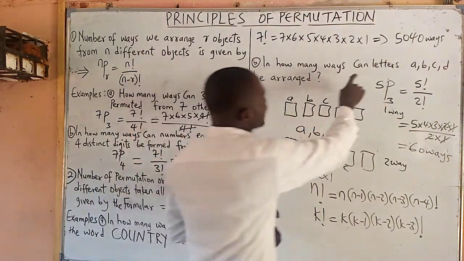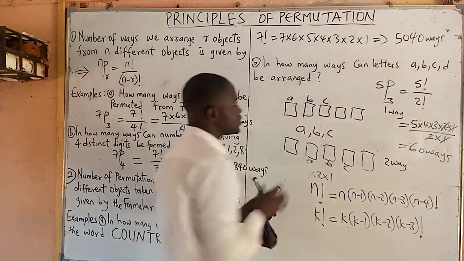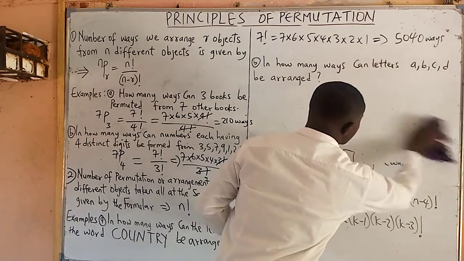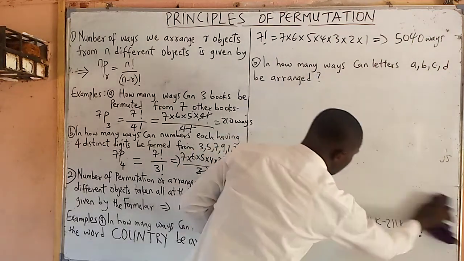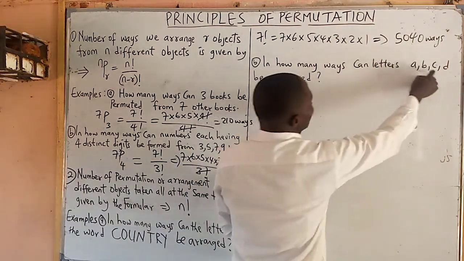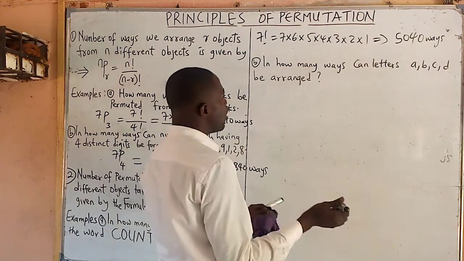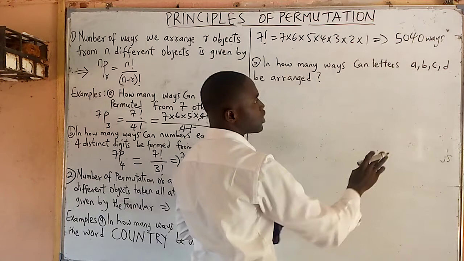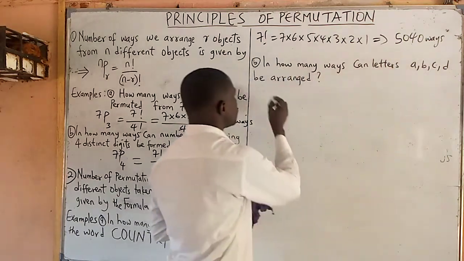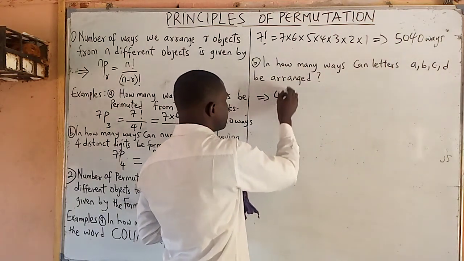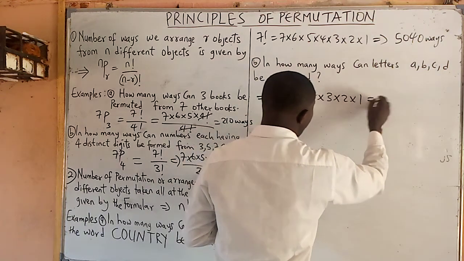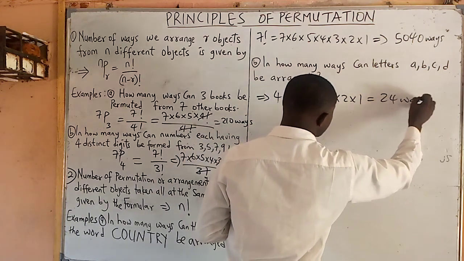Now come to question number B. In how many ways can letters A, B, C, D be arranged? You ask yourself, this they gave us, does it have any repetition? Do we have any that repeat itself? No. We now say A is 1, B is 1, C is 1, so no repetition. How many are there in total? 4. You say the answer will be 4 factorial. That is 4 times 3 times 2 times 1. That will give us 24 ways.